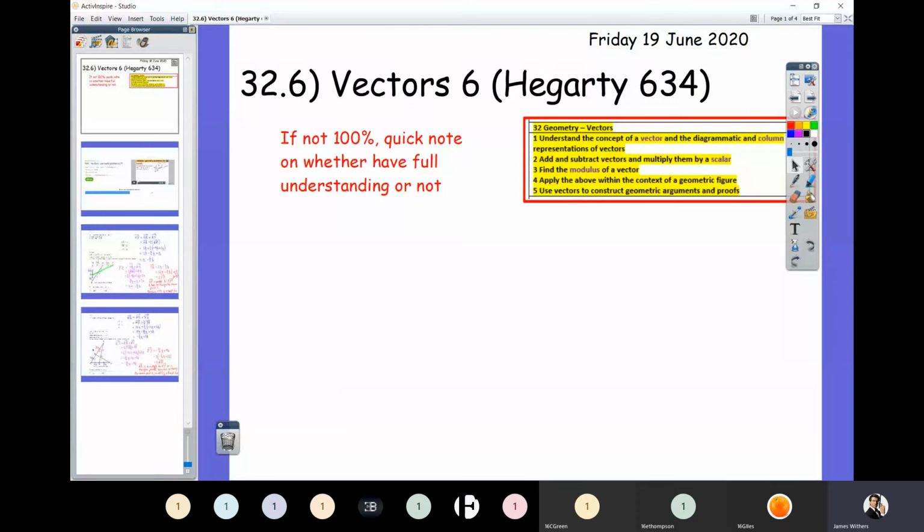So, yes, there will be a bit more that we need to do on the modulus of a vector. But this is really the last bit on the kind of work we've been doing recently. All the questions today are really trying to establish whether ABC is a straight line.